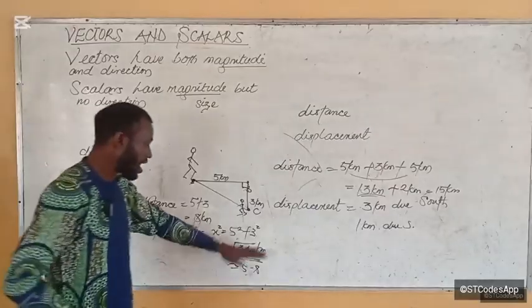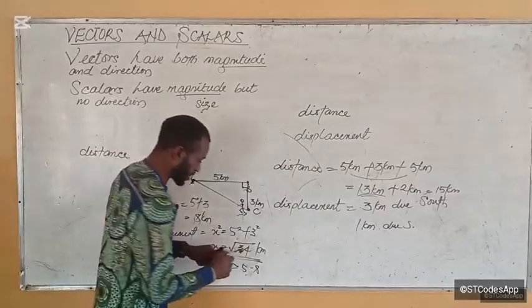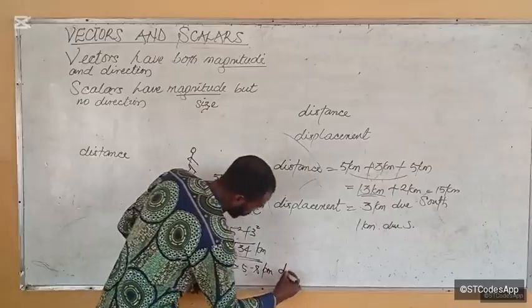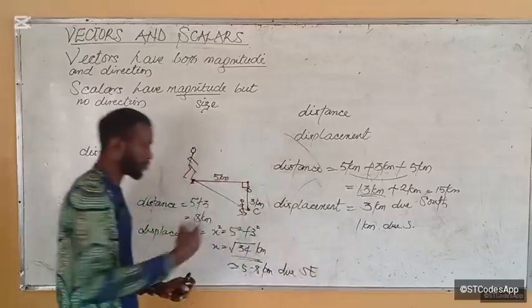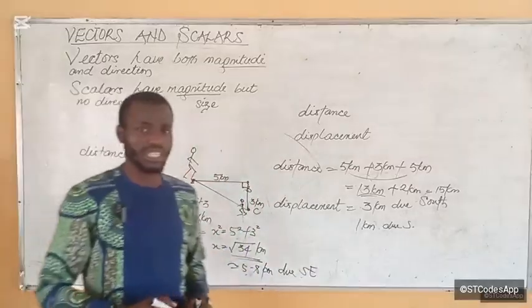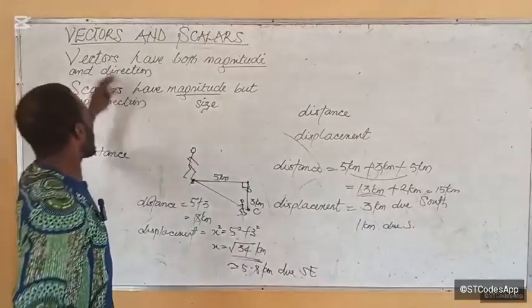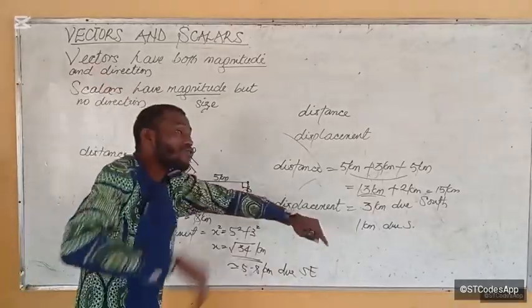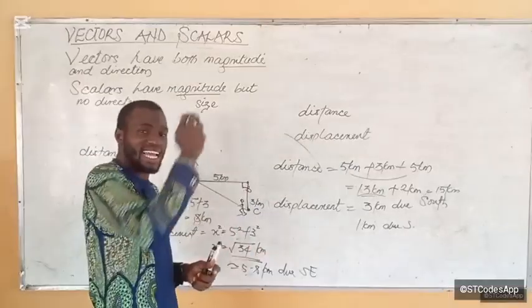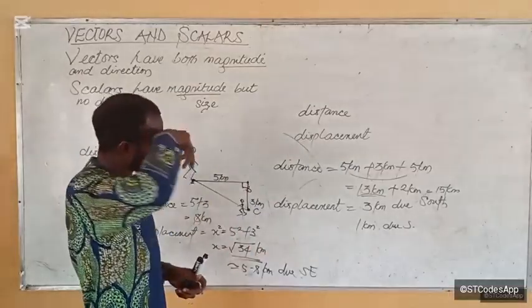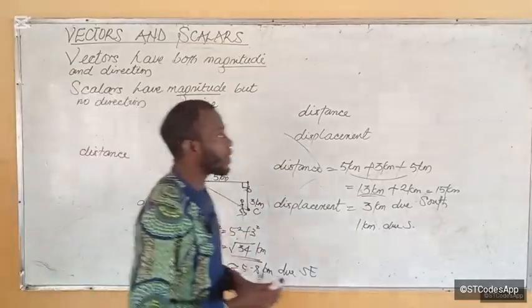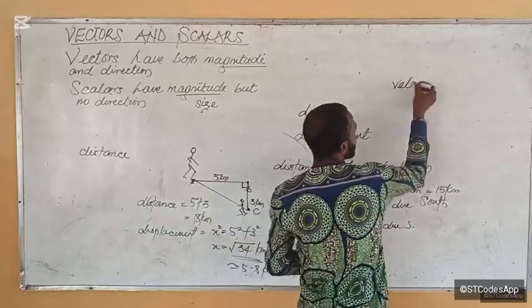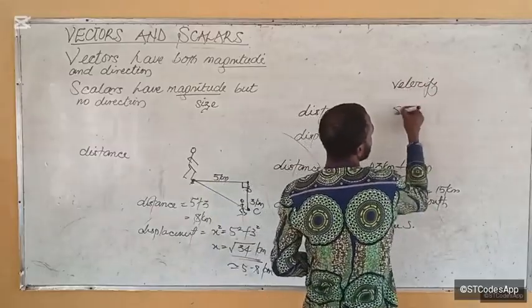So you can see now that you also have to put the direction here: 5.8 kilometers due southeast, like I used before. Do you understand now? You will notice that displacement tells you both magnitude and direction, while distance tells you only magnitude. Now, another pair we use to explain is velocity and speed.